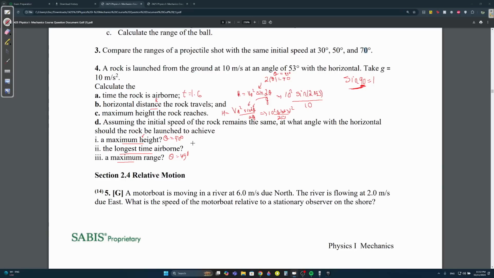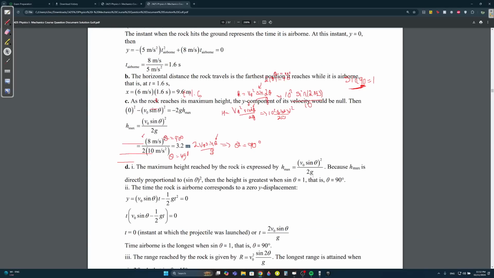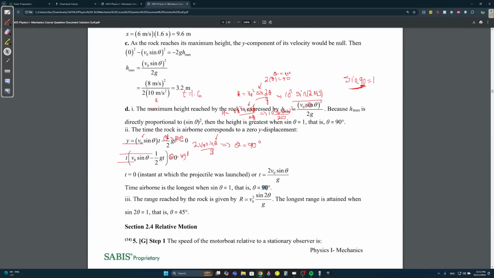How about the longest time airborne? Time is 2 v naught sine theta over g. Again, whenever you have sine of something, the best case scenario is when theta is equal to 90. So again, for total time, the best case is theta equals 90 degrees. So 90, 90, 45.